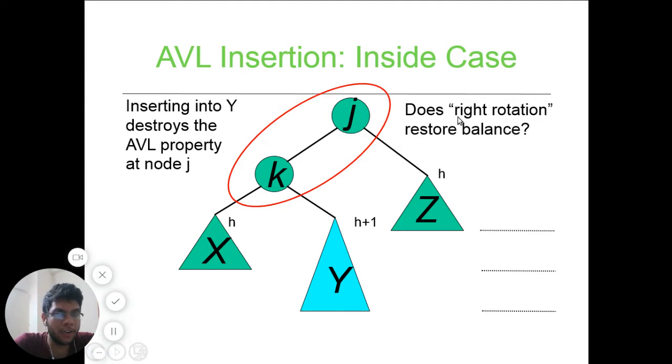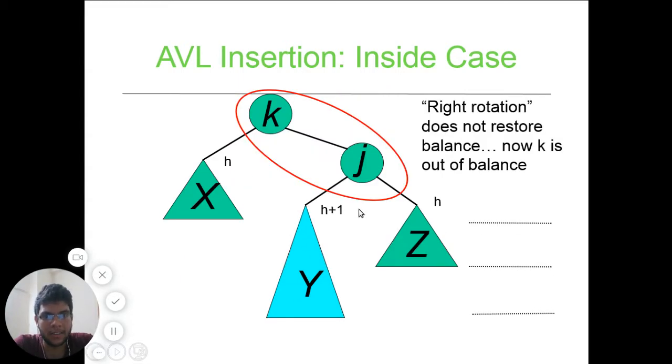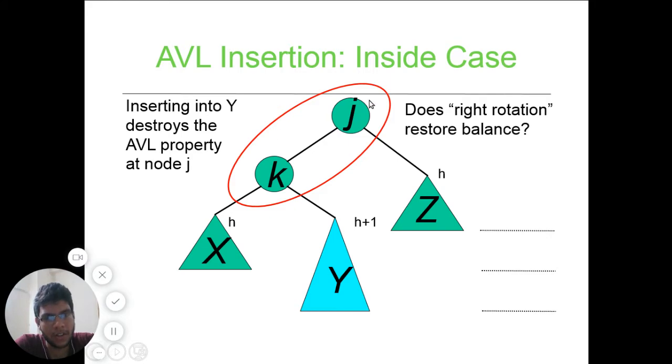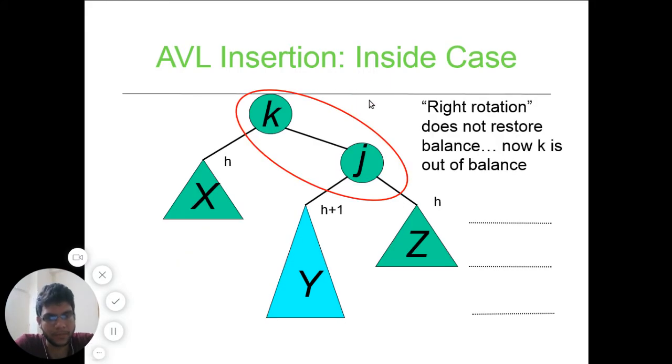So does right rotation restore balance? Let's check it out. If it restores balance, then we are done; this one algorithm is sufficient. We don't need to worry a lot about the tree. But let's do a right rotation. In this right rotation, K will become the new root of the tree, and Y will go to J. This is the right rotation that we studied. So K becomes the new root, and Y is attached to J. But does this restore balance now?